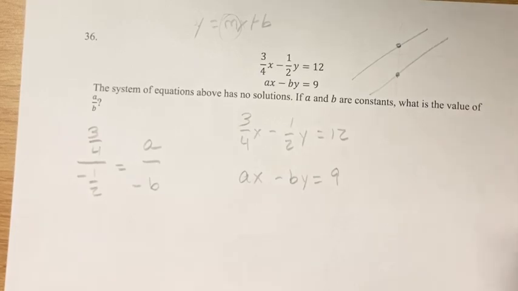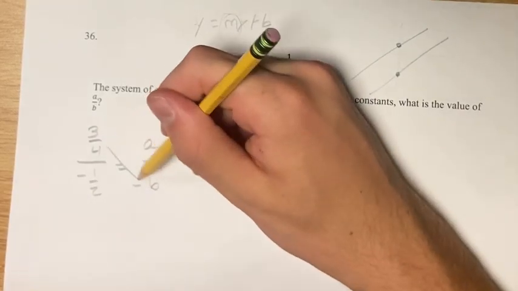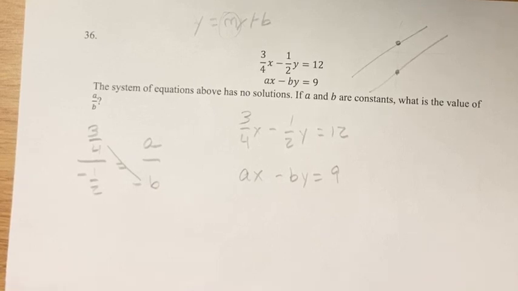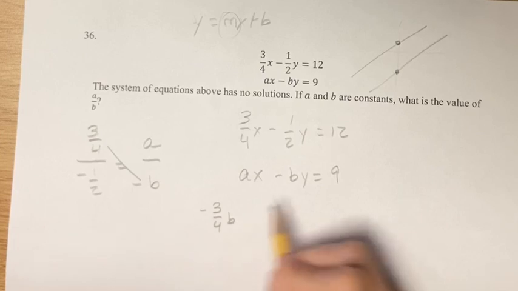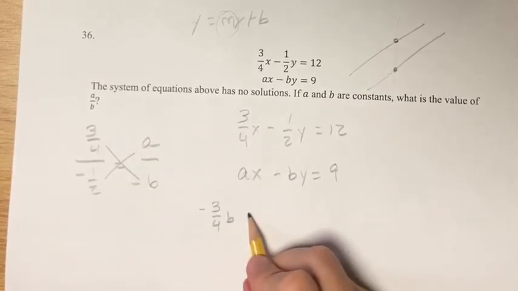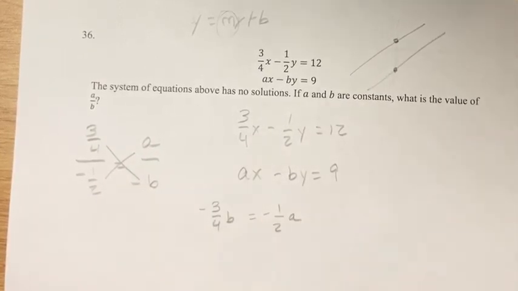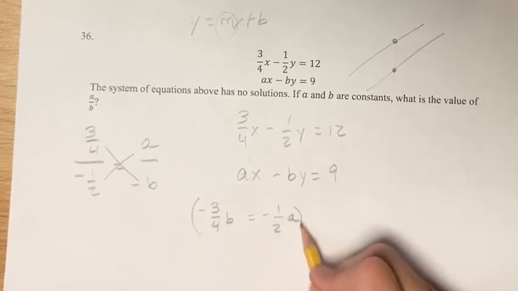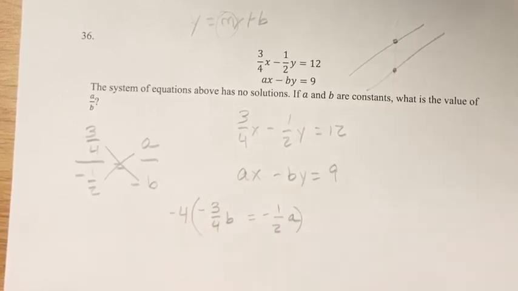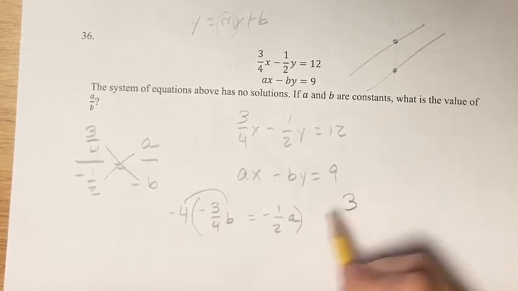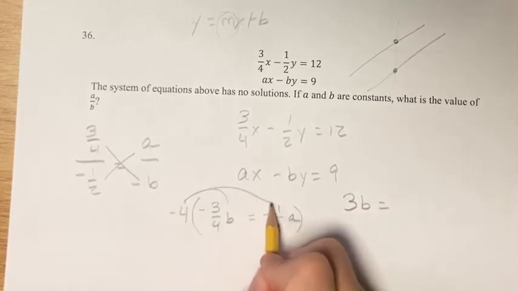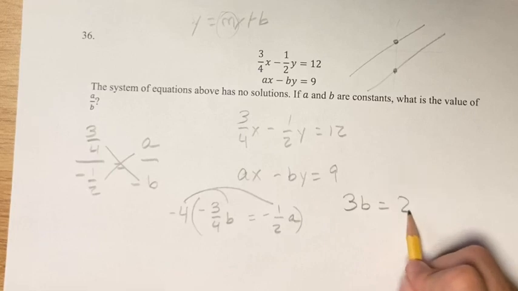Okay? And so we can, first of all, cross multiply because we have two fractions equal to each other. So we have 3/4 times negative b is negative 3/4 b. And then a times negative 1/2 is negative 1/2 a. So I think the easiest thing to do is just to multiply everything by negative 4 to get rid of these fractions. So negative 4 times negative 3/4 is 3b is equal to negative 4 times negative 1/2 is positive 2a.